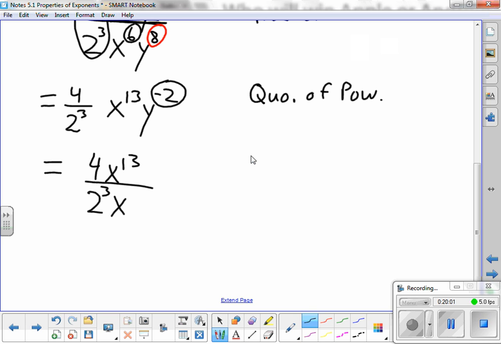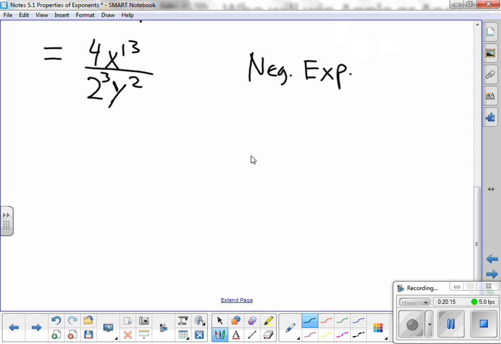Whoops. It's not an x. That is a y. y to the positive second. That was the negative exponent property. We know that because we were dealing with a negative exponent.